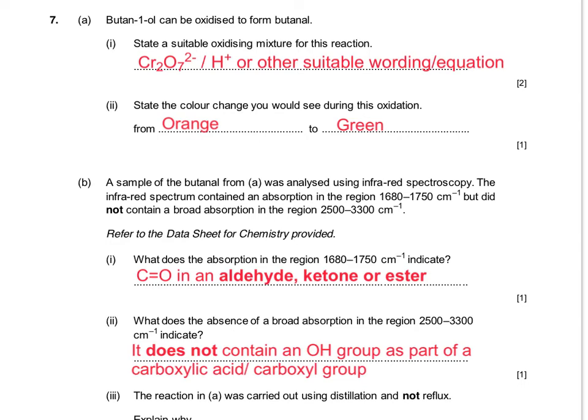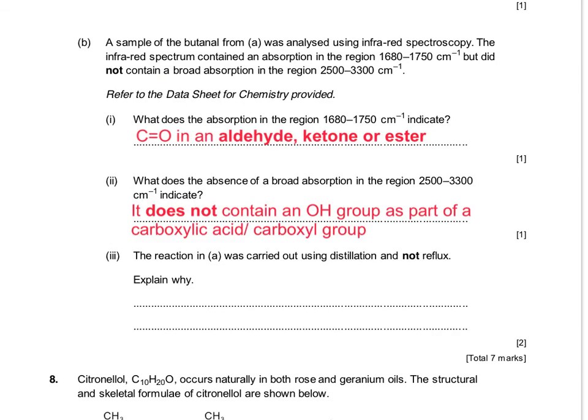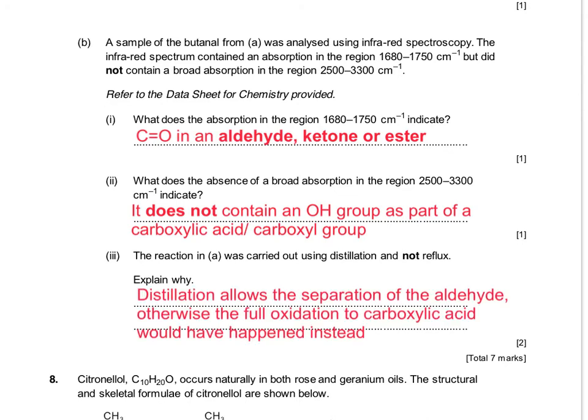So bringing the page down to see the next part. So the reaction in A was carried out using distillation and not reflux. And the reason is because we want to get the aldehyde. So we want the aldehyde to be separated out, otherwise you'd end up getting the carboxylic acid instead. You get the full oxidation.